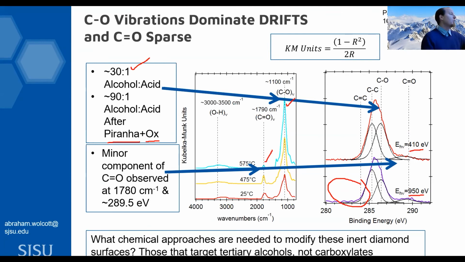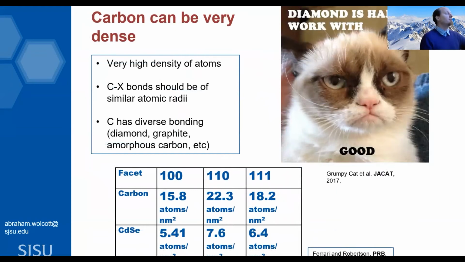Now, overall, what chemical approaches are needed to modify these inert diamond surfaces? The answer for us, and the way that we view it, is that we should be targeting tertiary alcohols and not carboxylates. The work that we've been doing recently does not use carboxylate-rich diamond, but instead is the direct product of the aerobic oxidation. Our view is that we need to use small molecular precursors to fit into the sterically hindered and chemically inert system.